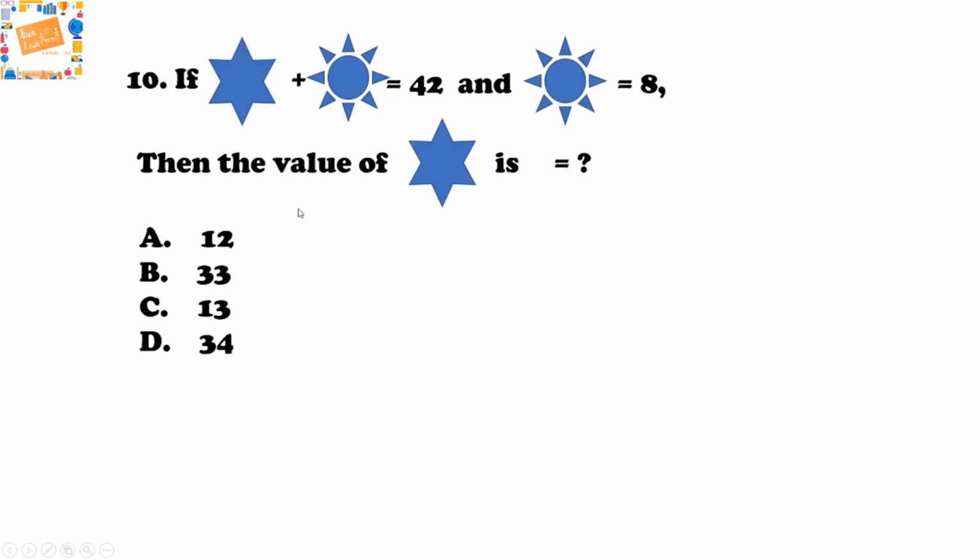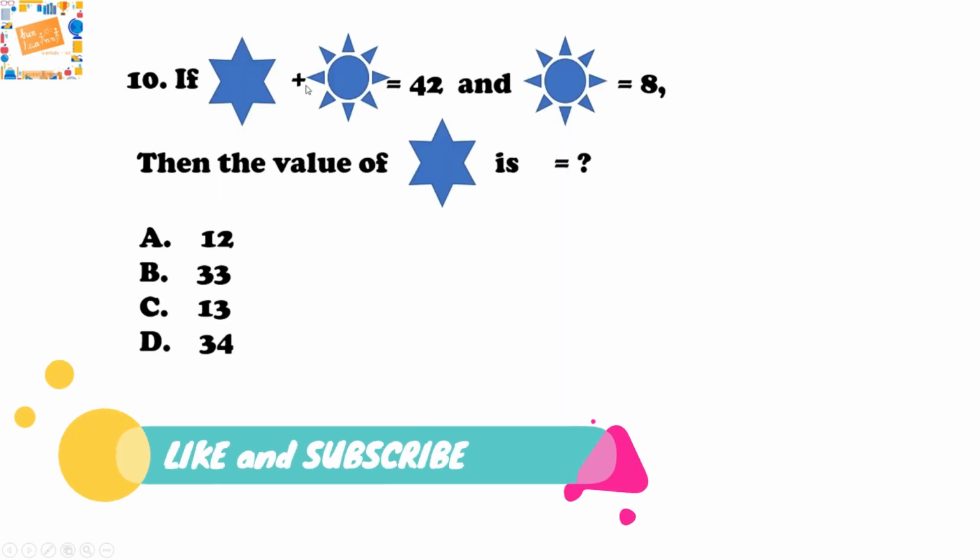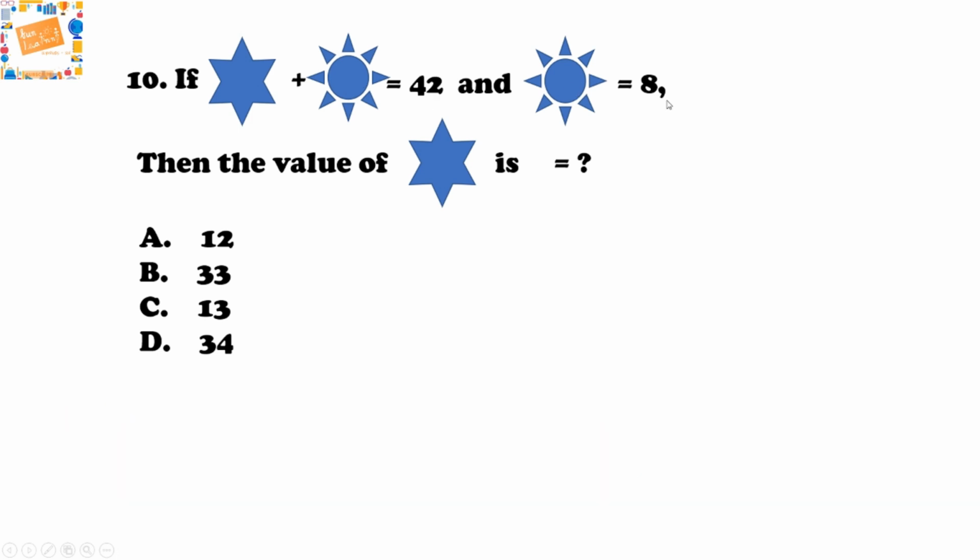Let's look at our next question. If star plus sun equal to 42 and sun is equal to 8, then the value of star is what? Is it option A, 12? Is it option B, 33? Is it option C, 13? Or option D, 34?